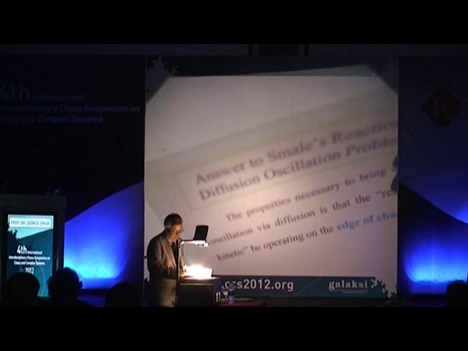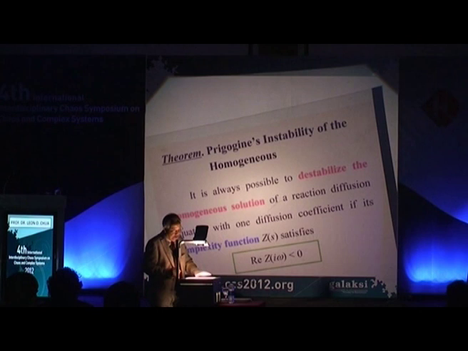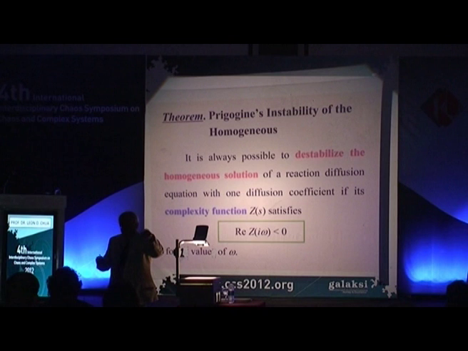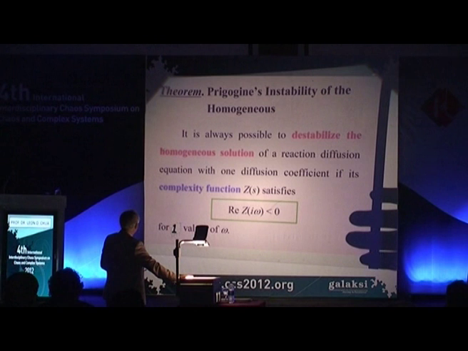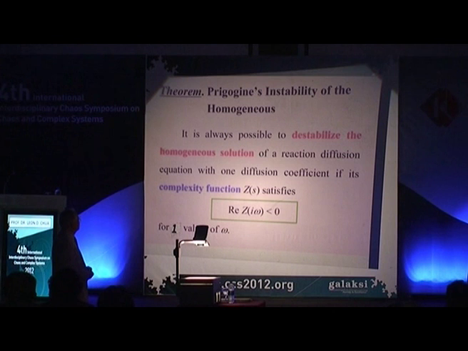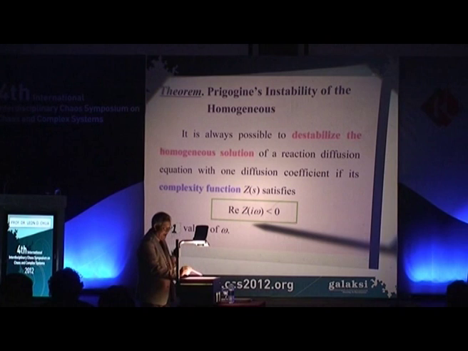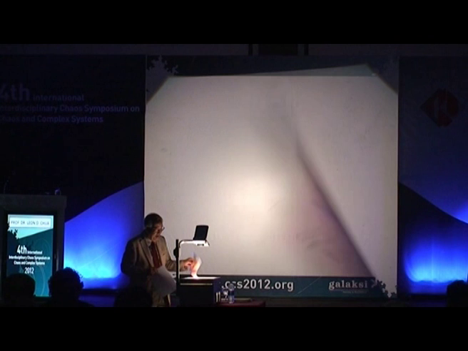And now we can go back to Prigogine. Remember in the earliest slide show that he said, shall we call this the instability of the homogeneous? Because he doesn't know why. He said, let's invent a name. His name is the instability of the homogeneous. Now I can tell you a theorem to answer him. It is always possible to destabilize the homogeneous solution of a reaction diffusion equation with one diffusion coefficient, if this complexity function has a real part that is negative at just one value of omega. You don't need more, just one is enough. Our example was too general, it's everywhere.